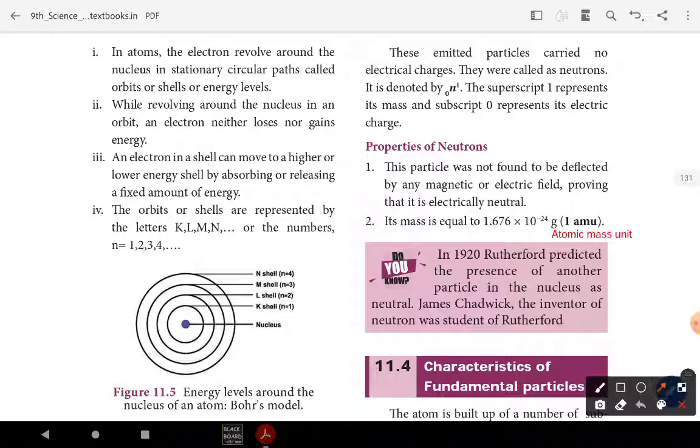Let's go on to the second point. While revolving around the nucleus in an orbit, an electron neither loses nor gains energy.